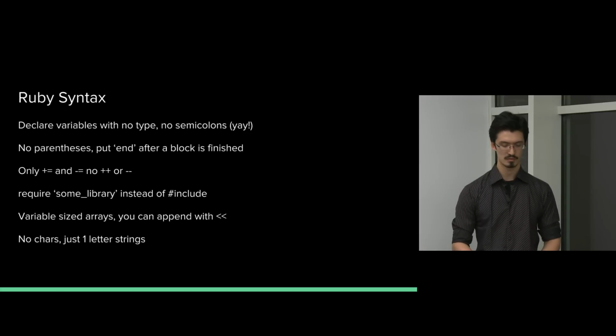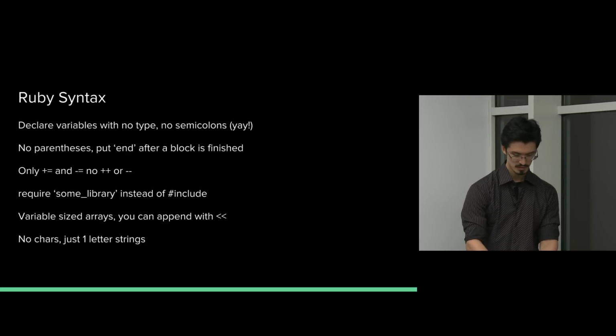And there are variable sized arrays in Ruby, which is super convenient when you're scraping and perhaps want to append data that you've scraped into an array. You don't have to malloc a new array and copy the old array into the new array. You can just append with the 2 arrow signs. And there are no chars. There are just single letter strings. So that should be a little easier.